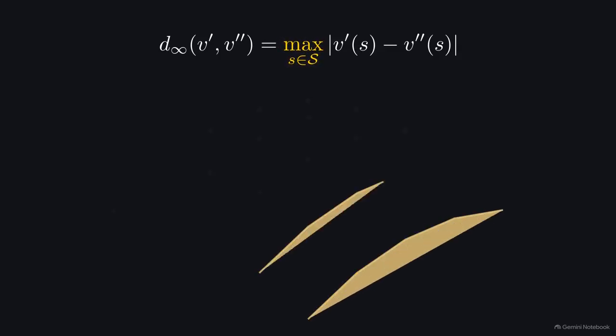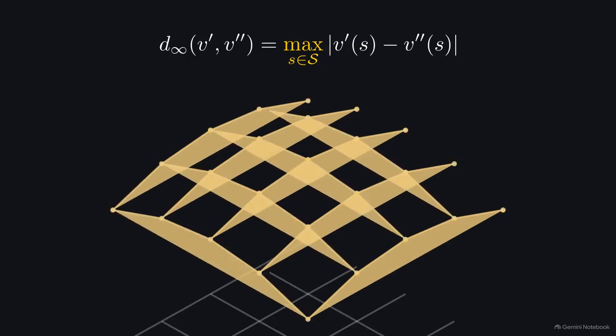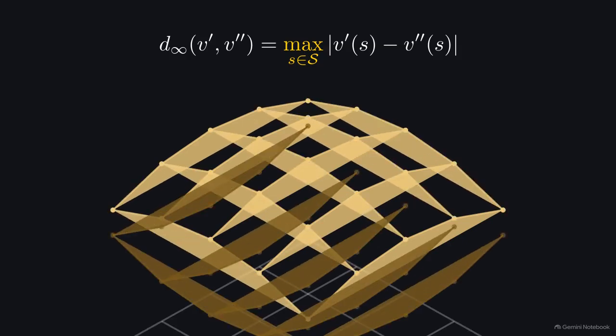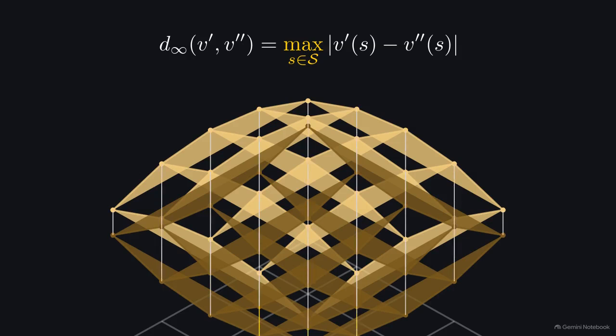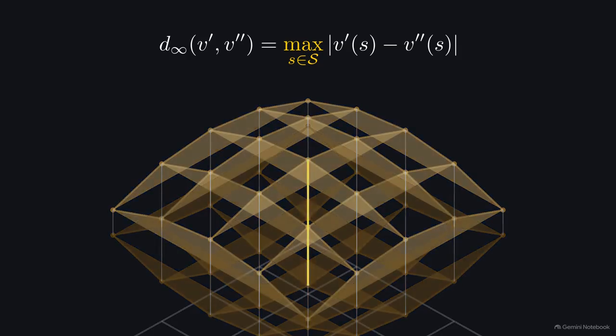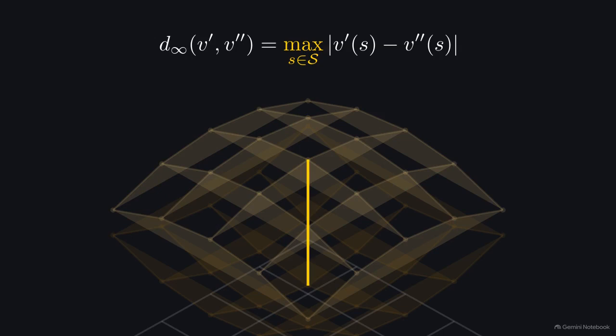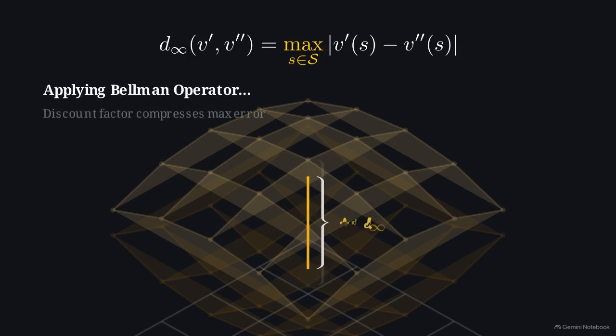Visually, if we plot two value functions as surfaces over a state space plane, we draw vertical lines connecting them at every coordinate. We evaluate the absolute difference between these two surfaces at every single state. The system identifies the one state where the functions differ the most. That single maximum value becomes the official distance between them. This specific metric allows us to introduce operators that act on the value functions, using the discount factor to compress the maximum error across the entire system.